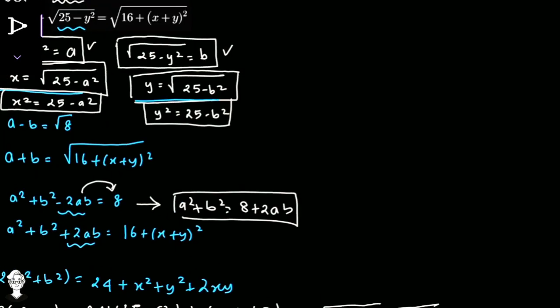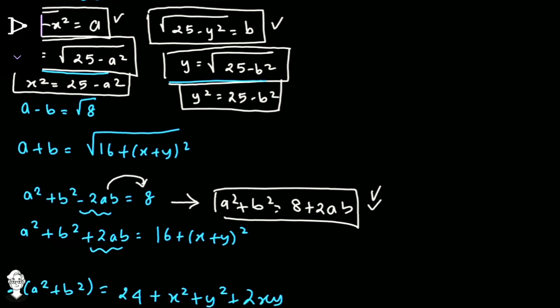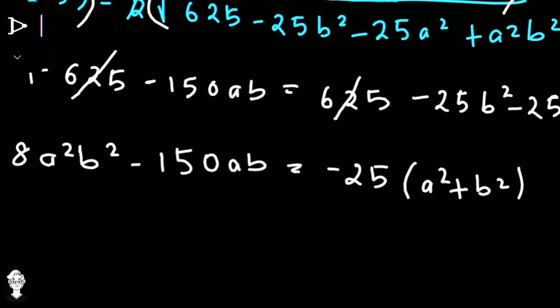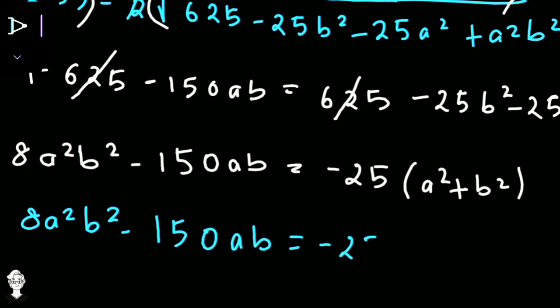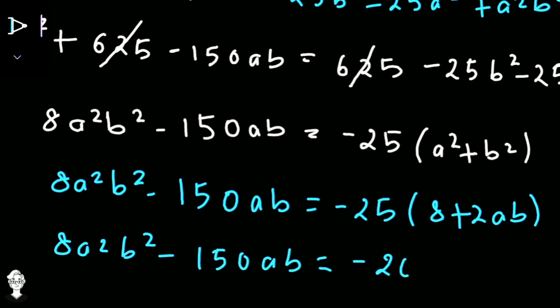Now remember from this step over here, where the step has gone, yes, a square plus b square is 8 plus 2ab. So I will just replace a square plus b square with 8 plus 2ab. So let us do that. So 8 times a square b square minus 150 ab is equal to negative 25 times (8 plus 2ab). Now opening the bracket over here, so 8 times a square b square minus 150 ab is equal to negative 200 and negative 50 ab.